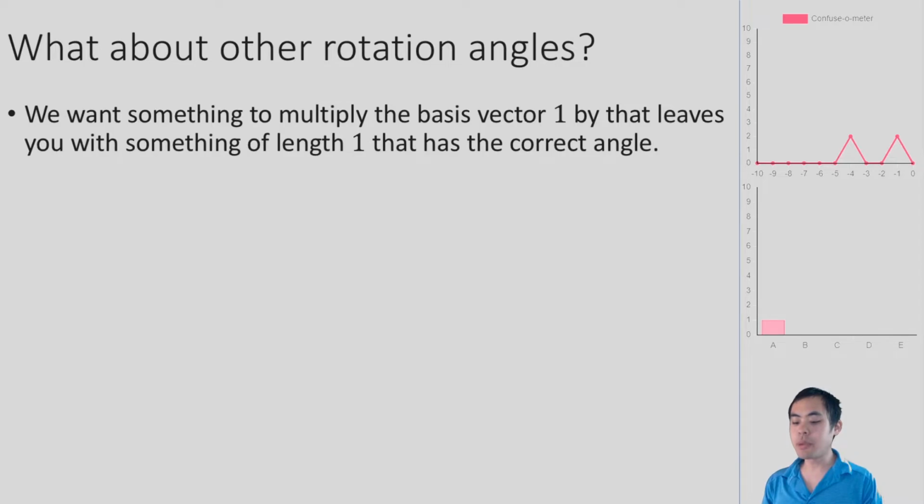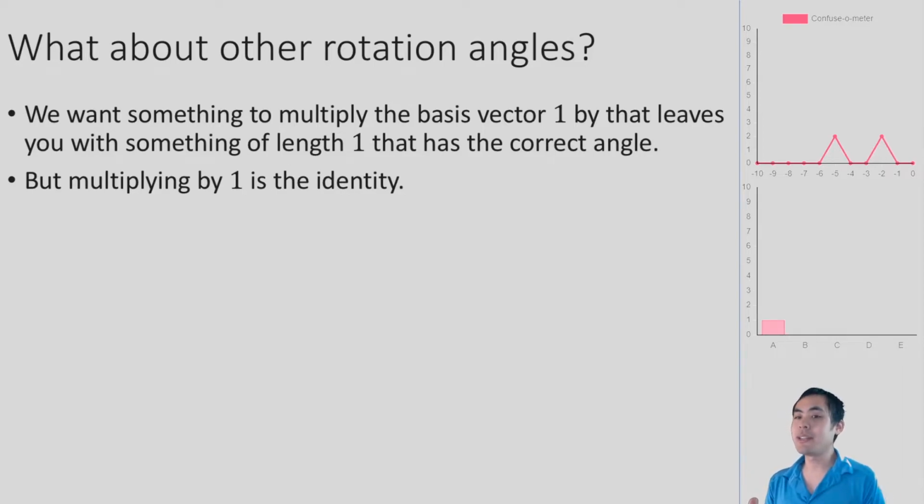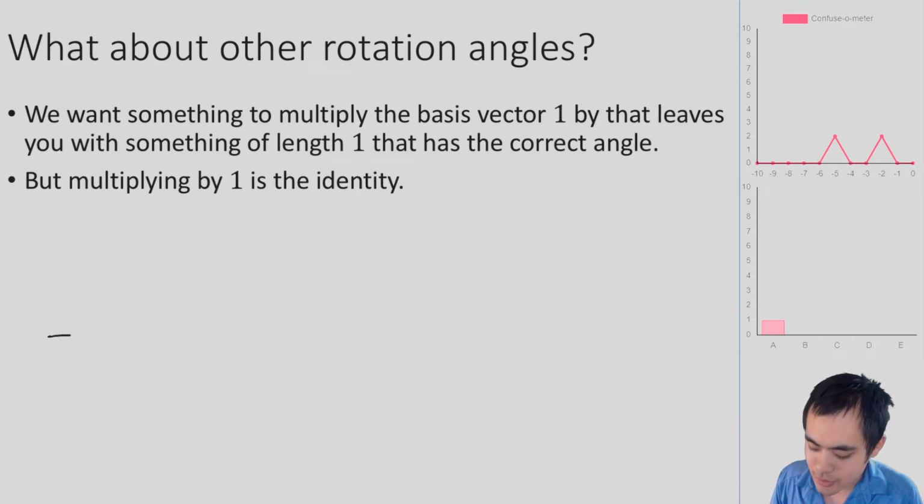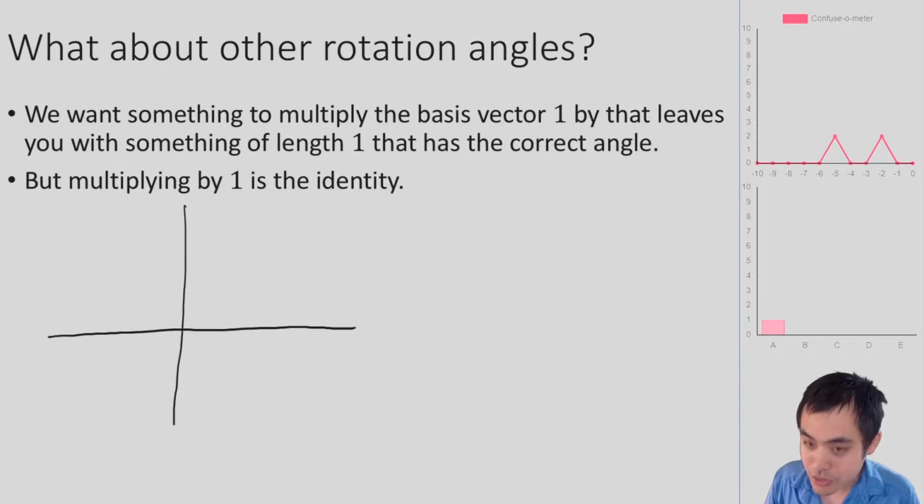And so you need to multiply the basis vector 1 by something that has the correct angle. But of course, multiplying by 1 is the identity. So what we're really looking for is some vector in the complex plane that has the correct angle and doesn't scale things. And it turns out that this is nicely captured by the unit circle.